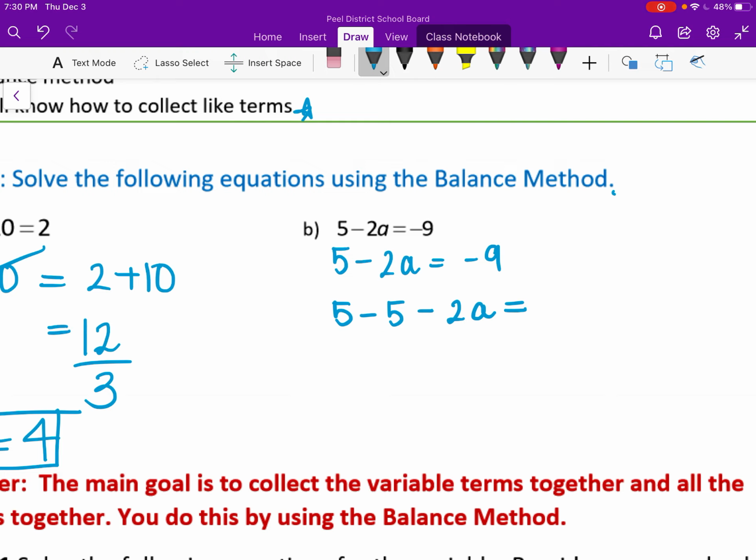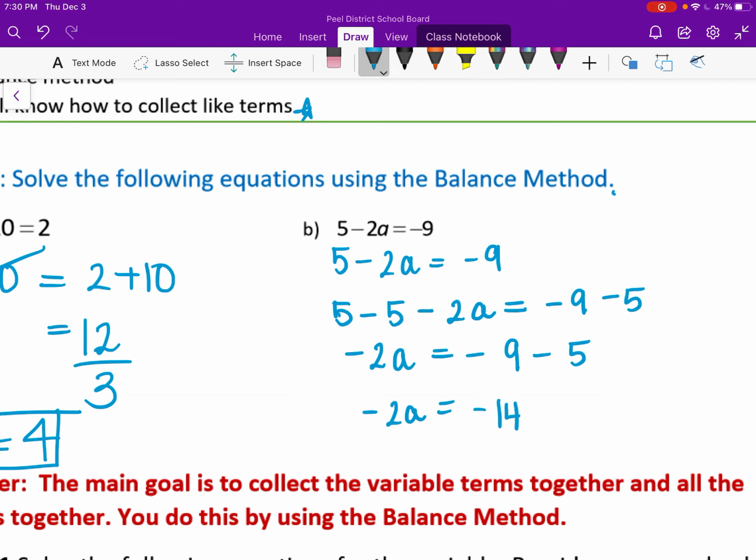So I'm going to do that by, it's positive 5, so I'm going to minus 5, and then whatever I do to that side, I've got to do to the other, so I'm going to do negative 9 minus 5. 5 minus 5 is equal to 0, so I'm just going to leave it as is: negative 2a. Negative 9 minus 5, you're just going to put that in and find the answer, so it's negative 14 equals minus 2a.